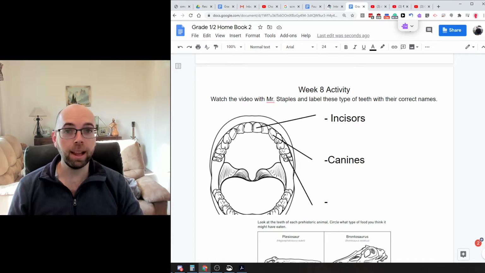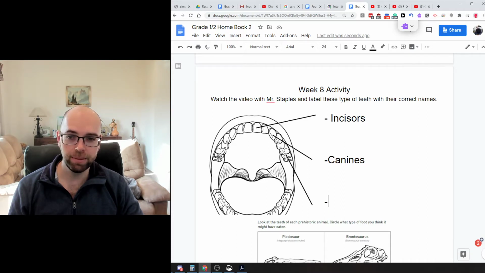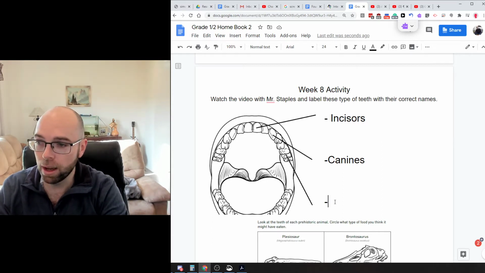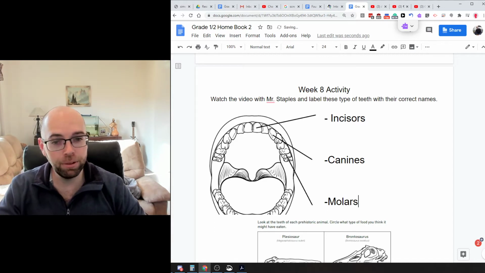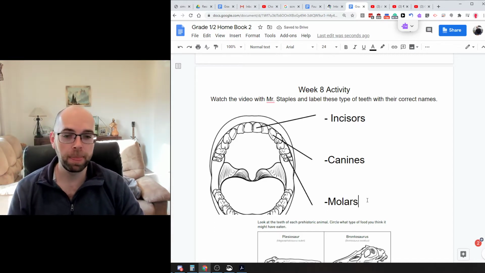Now, after canines are the last ones we need to do. The other ones are the ones behind the canine. So we've got 1, 2, 3, 4, 5 of them here, and then on the other side, another 5. 1, 2, 3, 4, 5. These ones we colored in green last week, so color them in green again here. And we're going to give them their proper name, which is molars. Some of you might have heard that word before. Molars.